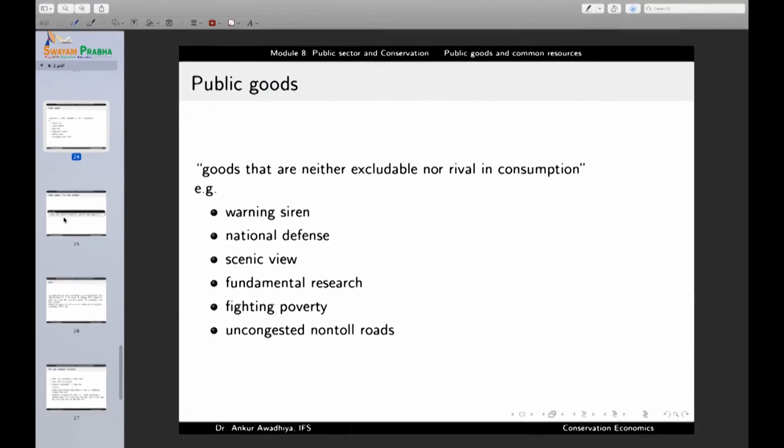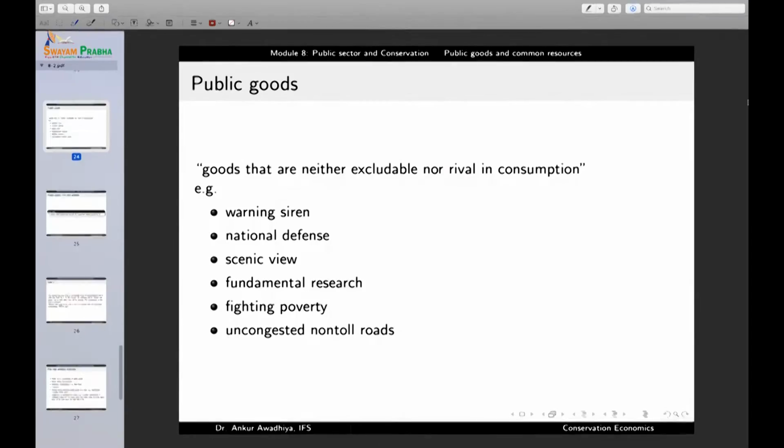Similarly, we have the public goods, goods that are neither excludable nor rival in consumption. So you cannot prevent anybody from using this resource, and these resources are not rivals in consumption, which means that if one person uses this resource, then it does not reduce the quantity or quality of the resource for use by other people. Good examples are things such as warning sirens.